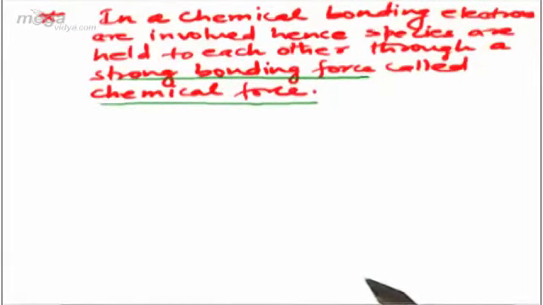So in physical bonding, no electrons are involved. In chemical bonding, electrons are involved. Second, in physical bonding, there will be a weak bonding force between the species, that is van der Waals force, whereas in case of chemical bonding, we will have a very strong bonding force, that is chemical force.